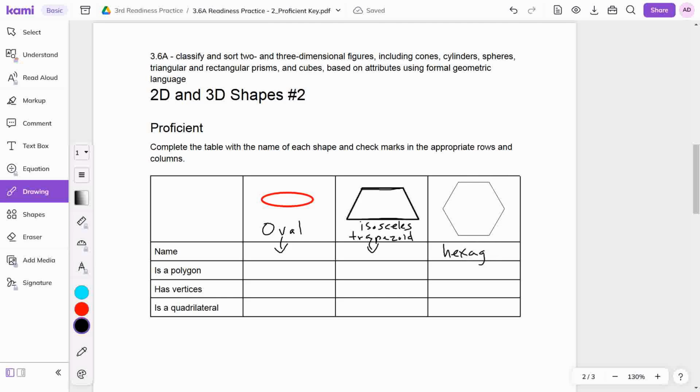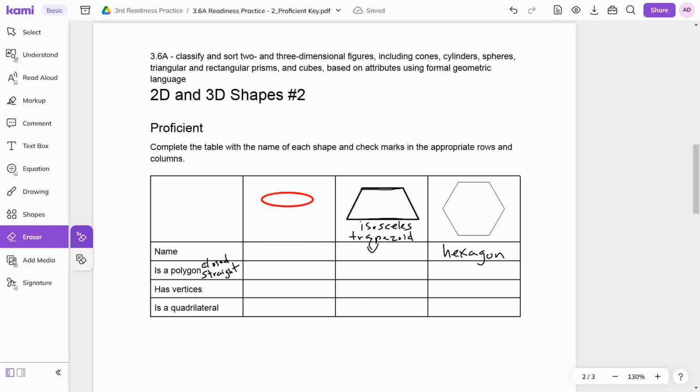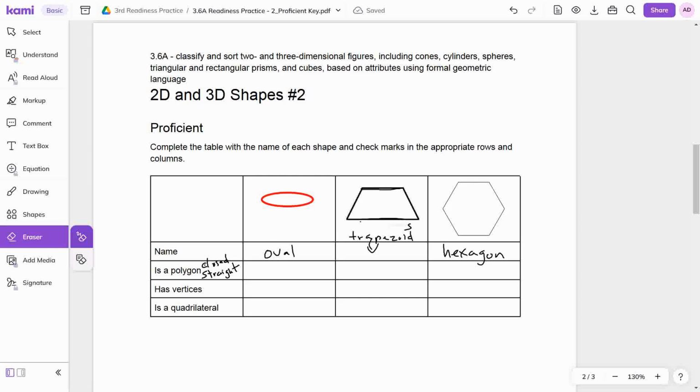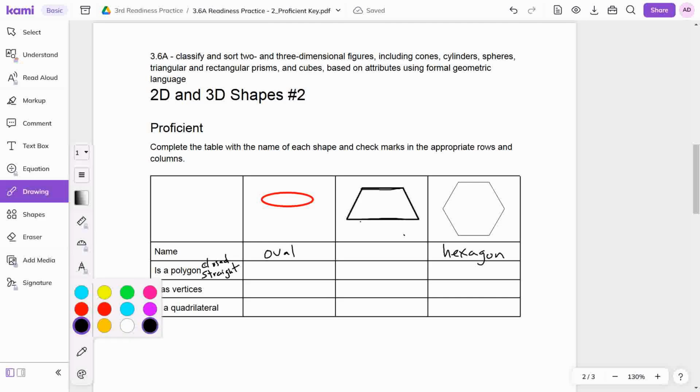All right. Is it a polygon? Well, a polygon is something that is closed and has straight sides. And if it is closed with straight sides, I'm going to give it a check mark. And if it's not closed with straight sides, I'm just going to leave it blank. So my oval is closed, but it does not have straight sides. It's all curved, so I am not going to give it a check mark. I'm just going to leave it blank.